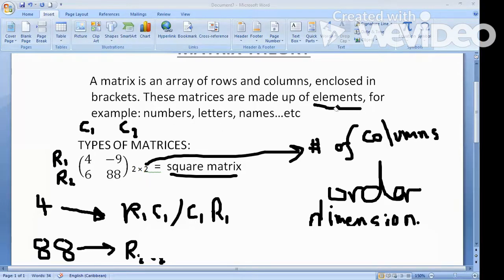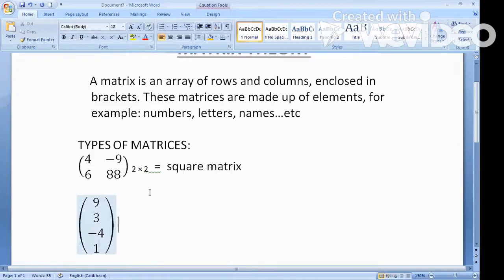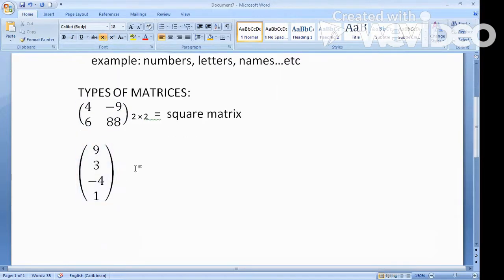Okay, so I'm going to erase. Anybody writing this down? Yes, sir, one second. All right. Who wants to tell me the order of this matrix? How many rows does it have? 4. So 1, 2, 3, 4. It has 4 rows and how many columns? 1. You're correct. So it's a 4 by 1 matrix.